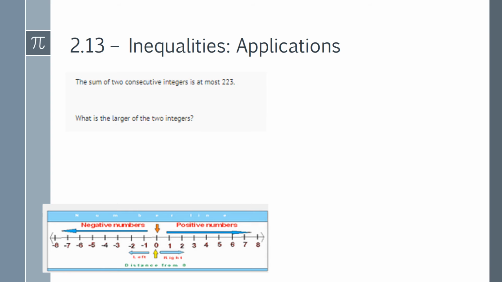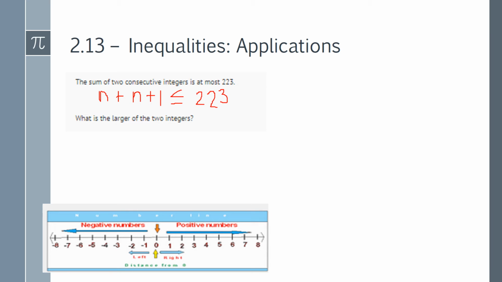All right, the sum of two consecutive integers. Remember, consecutive means one right after another. Integer means whole numbers. So the lower integer would be n. The next one is 1 greater, so it'd be n plus 1. Is at the most, so the greatest it could be is 223. So "is at most" does allow for 223, so it can be equal to, but it means it's got to be less than or equal to. So we've got n plus n plus 1 is less than or equal to 223.